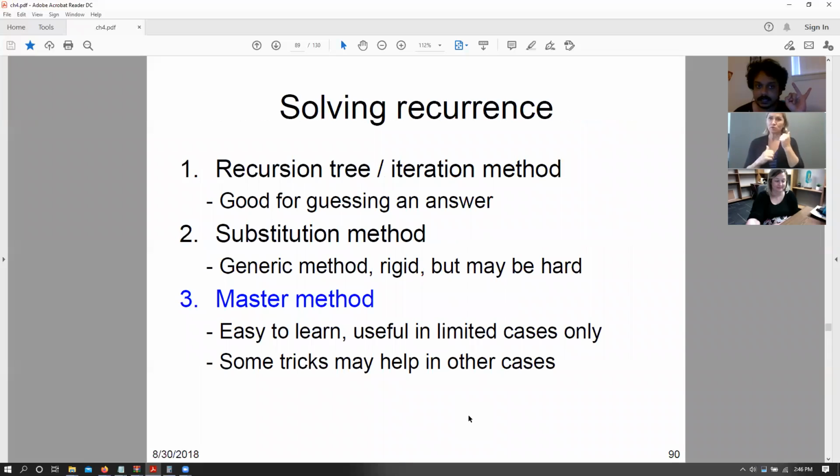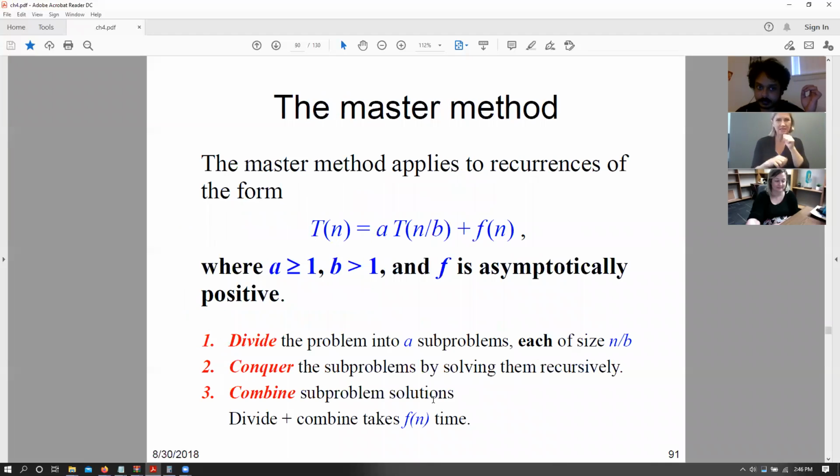Now, the next thing that we are going to talk about after recursion tree is the master method. And after we do the master method, we'll talk about the substitution method. So the master method is the easiest of the three, but it is only applicable to a limited set of cases. It does not apply to all possible cases, right?